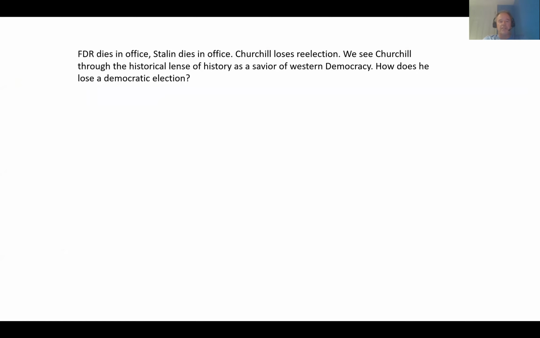So first question is: FDR dies in office, Stalin dies in office, Churchill loses re-election. How do we see Churchill through the lens of a savior of Western democracy? How does he lose a democratic election? It's a good question. In some ways, it's counterintuitive. There were a couple of things that went on.